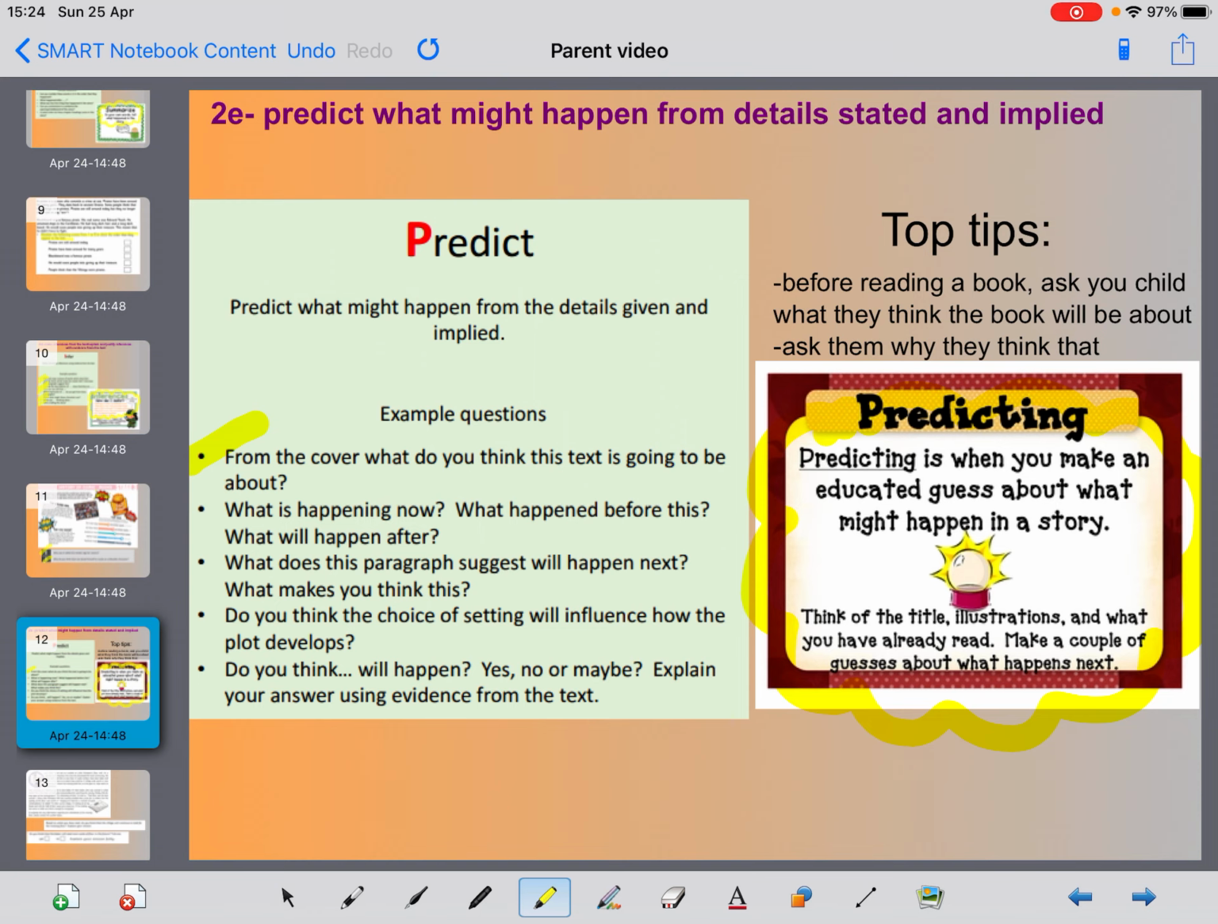From the front cover, what do you think this text is going to be about? What is happening now? What is happening before this? What will happen after? What does this paragraph suggest will happen next? What makes you think this? Do you think the choice of setting will influence how the plot develops? Do you think will happen? Yes or no, or maybe. Explain your answer using evidence from the text.